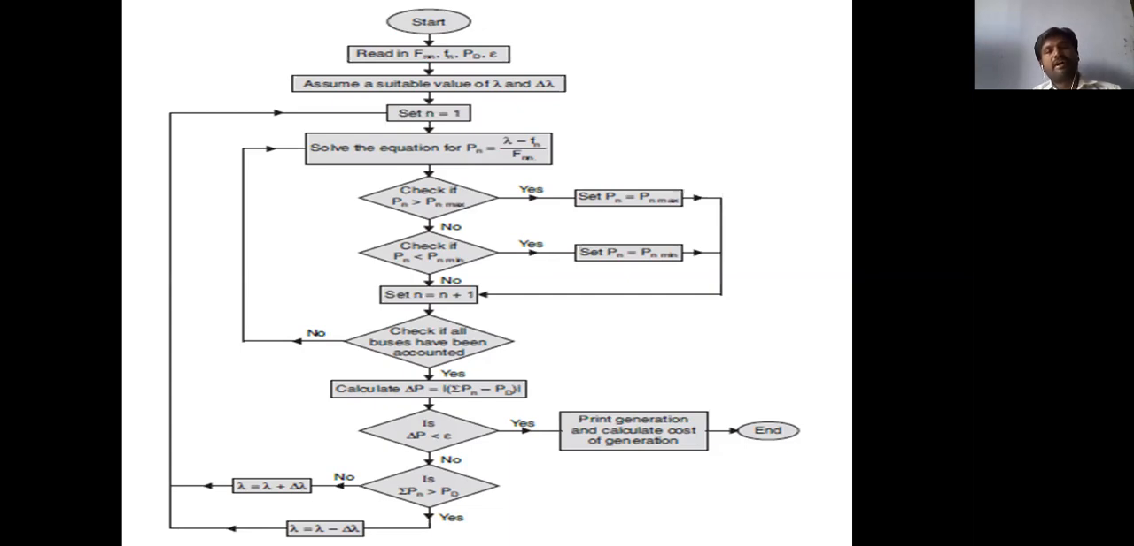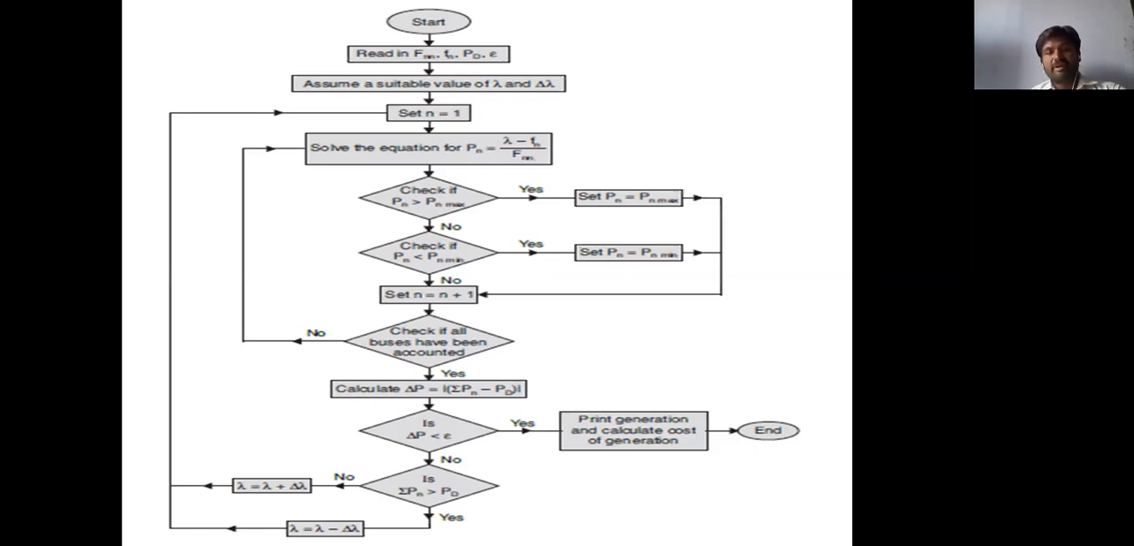First, the values included in the equations are Fnn, Bn, Fn, Pd, and epsilon. Assume suitable values of lambda and delta lambda. Initially set n equal to 1 and substitute in the Pn equation, lambda minus Fn by Fnn, so here lambda minus F1 by F11. Check if Pn is greater than Pn maximum. If the condition is satisfied, set Pn equal to Pn maximum.